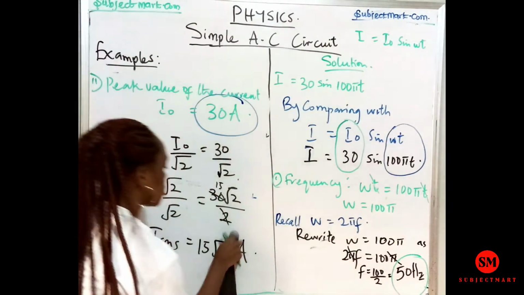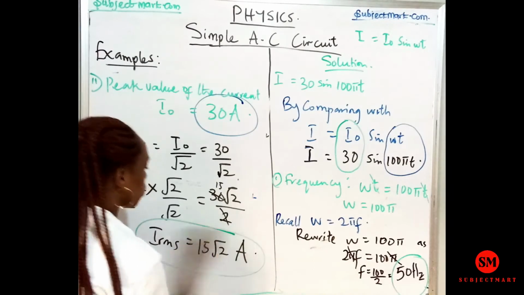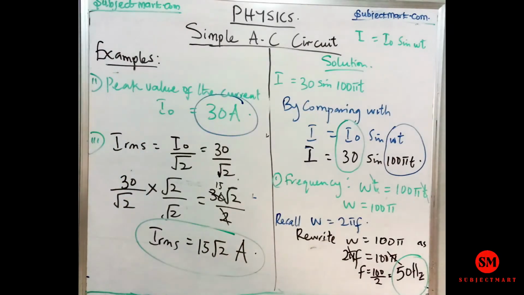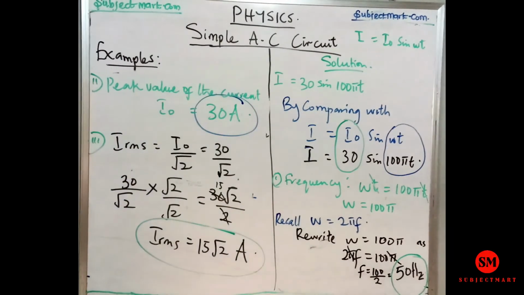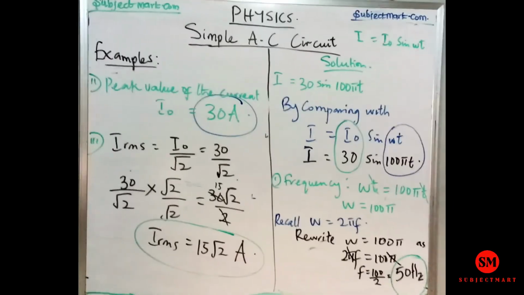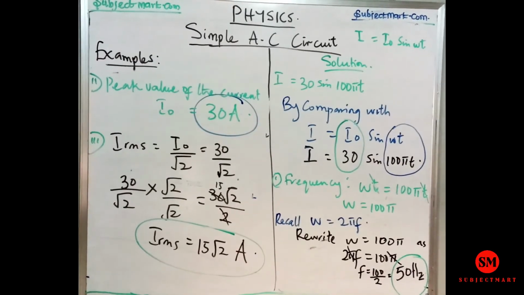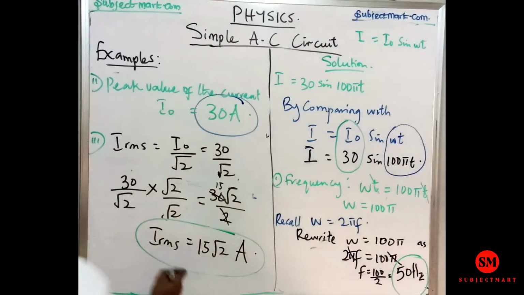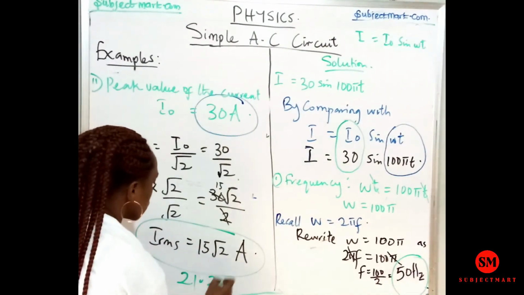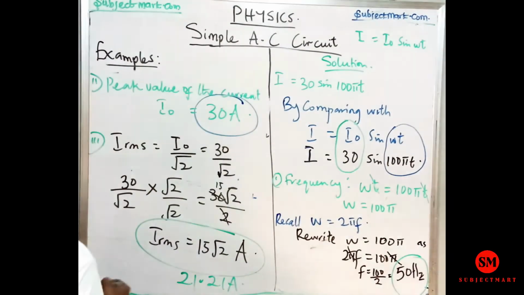So I RMS is equal to 15 root 2 amp, which is the same as 21.21 ampere.